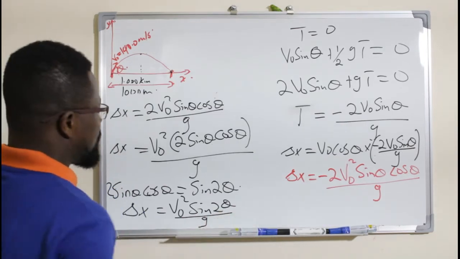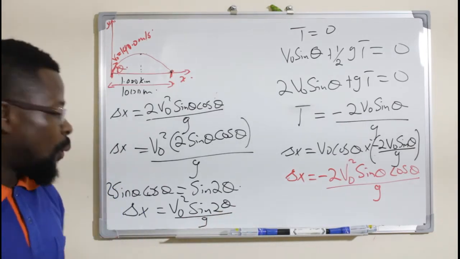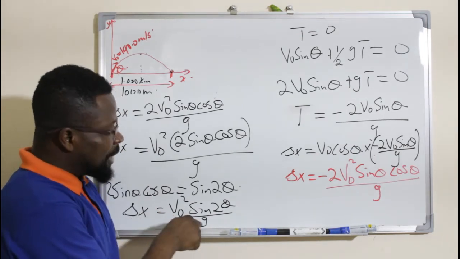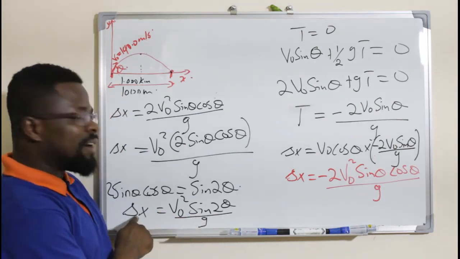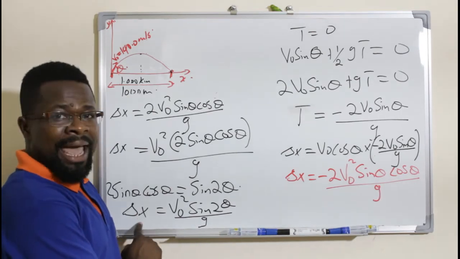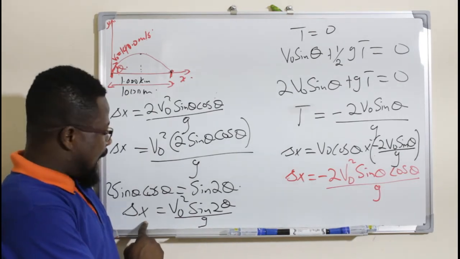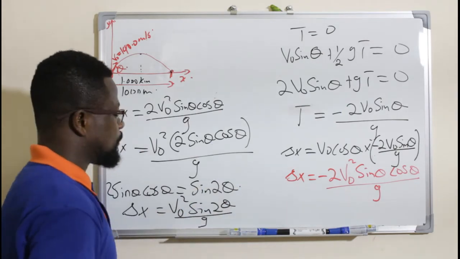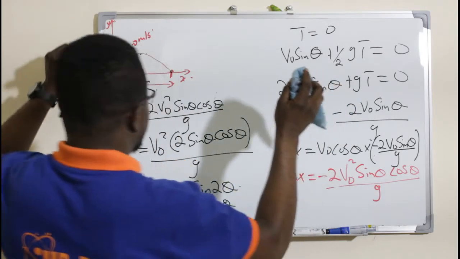And from here, I can now do the substitution. Why? I know the value of v naught. I know the value of g. I know the value of the change in x. So I can simply solve for my theta from here. So let's go on and solve for theta.